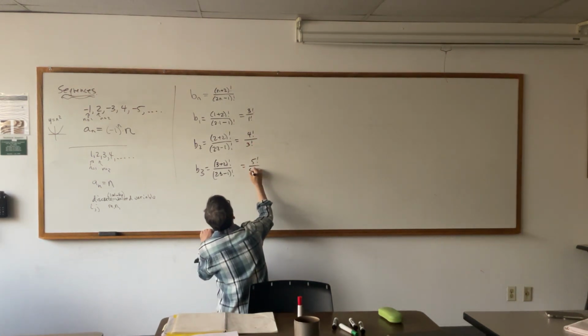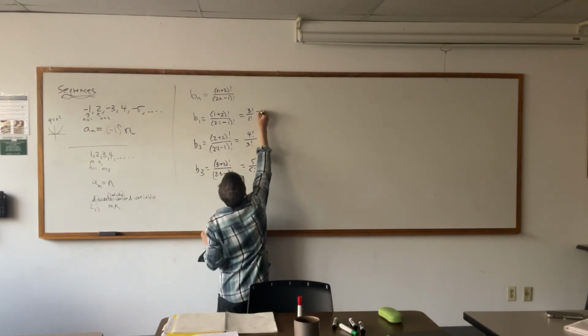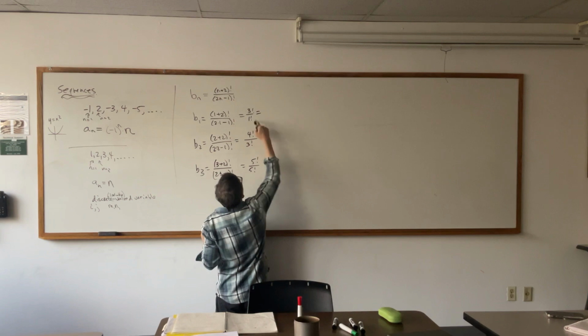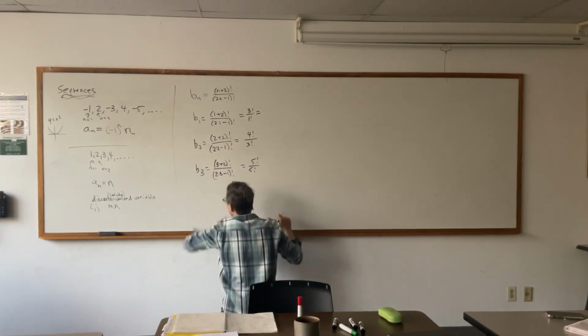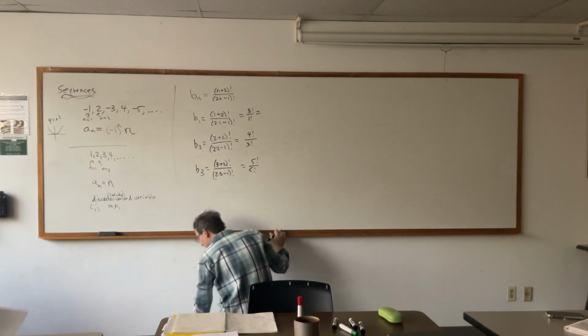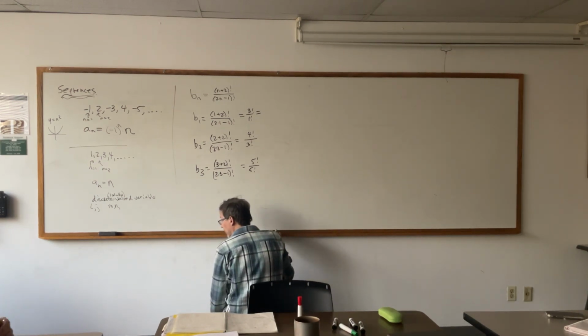5 factorial over 5 factorial. And what do we got here? What's 3? What is this one? Can somebody help us? What does that simplify to? 2 factorial times 1. Yes, what is 3 factorial? Absolutely. 6. That's it.